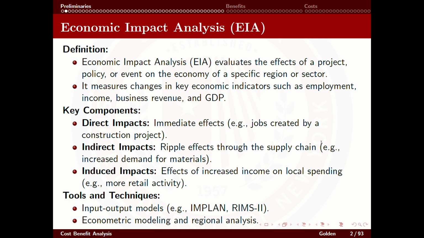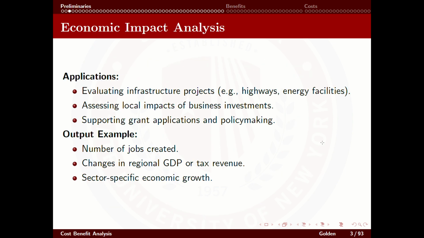Its key components are direct impacts, which are the immediate impacts like jobs created by a construction project or revenue to the community. Indirect impacts are ripple effects through the supply chain, and then there are also induced impacts, which are the effects of increased income on local spending, such as more retail activity. There are some tools and techniques to deal with this, such as IMPLAN and RIMS II, which are input-output models, and you can also do econometric modeling and regional analysis.